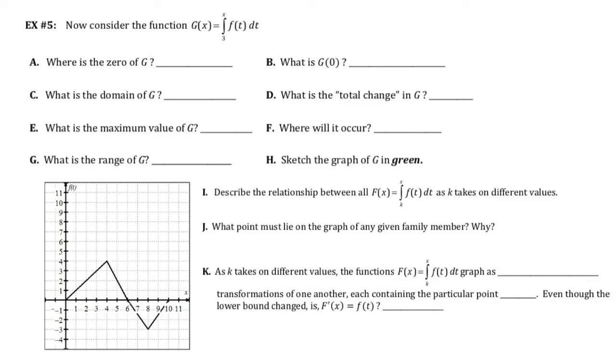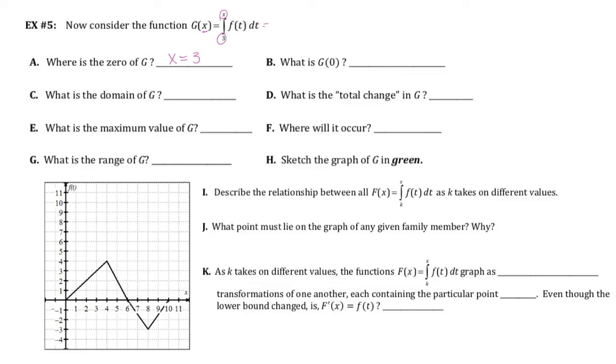Okay, so example 5: where is the 0 of g? The 0 of g is talking about what number I can plug in for x so that when I integrate from 3 to this number, I get a 0. So that really looks like x is going to be 3.